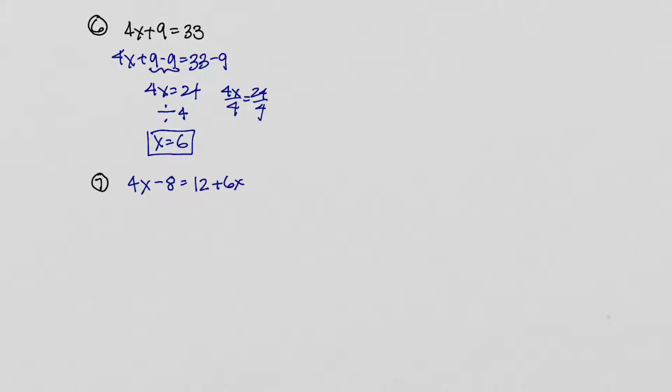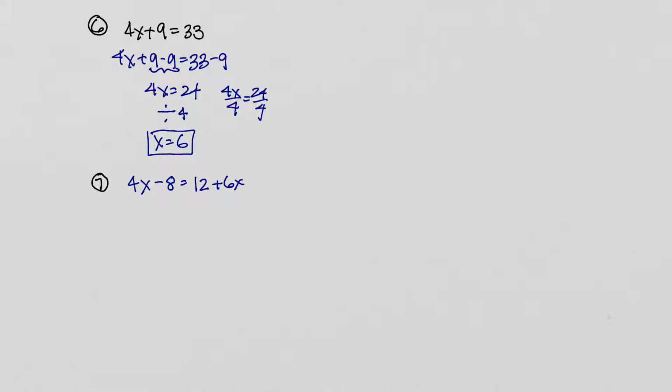Now, notice that in number 7, we've got x's on both sides, so I need to choose a side. I want x's only on one side, and either side is going to work. The way I typically like to do these is I like to choose the side on which I have more x's already. Now, on the left side, I've got 4. On the right side, I have more. I have 6. So I think what I'm going to try to do is get all the x's from the left to the right.